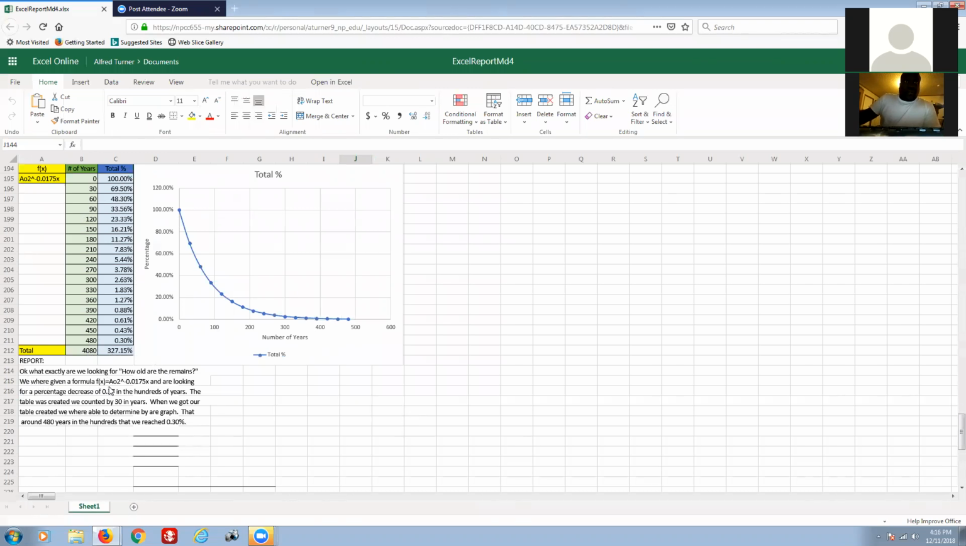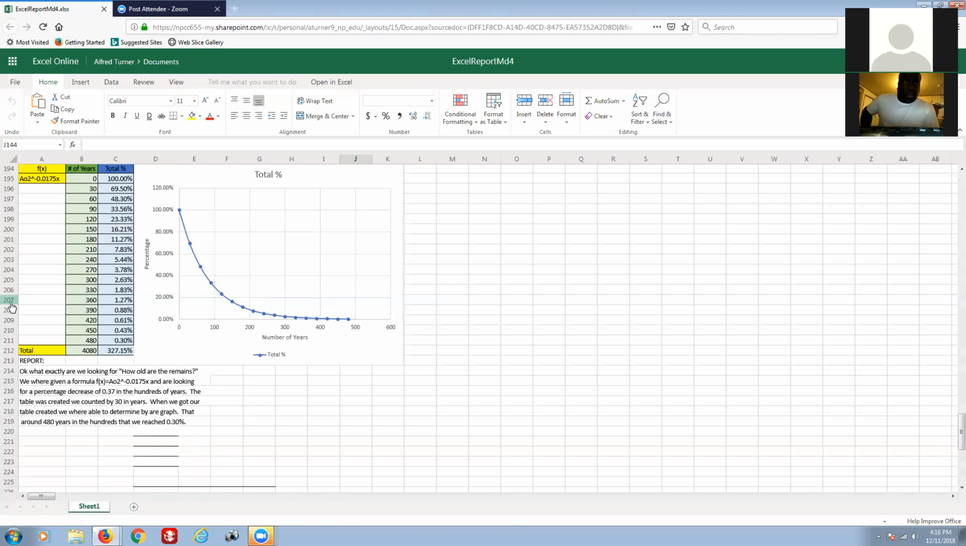We were given a formula, that formula right there, A0 times 2 to the power of negative 0.0175x. That's because we have x's. That's what we came up with there. And we are looking for the percentage decrease of 0.37 in hundreds of years.